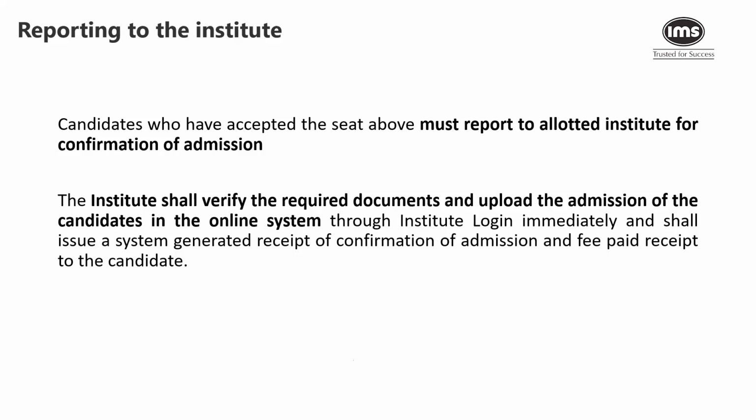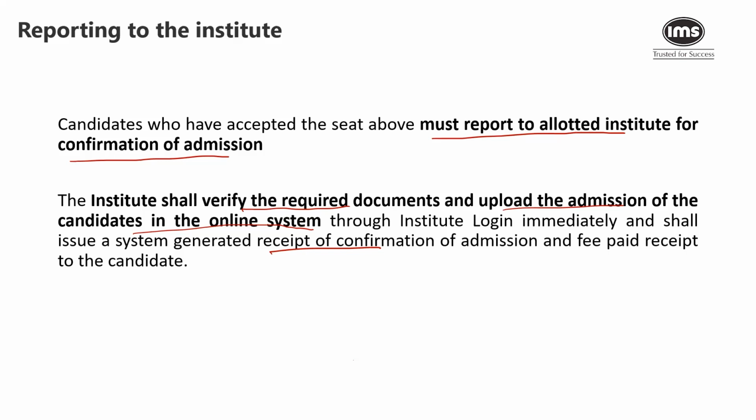Now, once you get a seat allotted, candidates who have accepted the seat must report to the allotted institute for confirmation of admission. So let's say you fill Sydenham as the preference and you get Sydenham allotted. Now you want to join Sydenham. So what do you do once the allotment happens? You go to that particular institute, you make the payment, you do the confirmation of admission by submission of documents and all those things. The institute is going to verify the documents and upload the admission of the candidate in the online system. And once this happens, they're going to give you a receipt of confirmation. And once that happens, you're out of the CAP process.